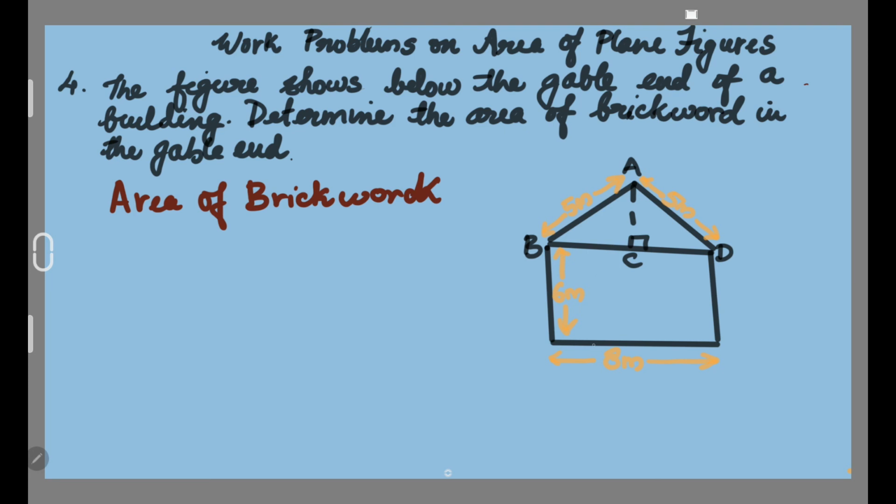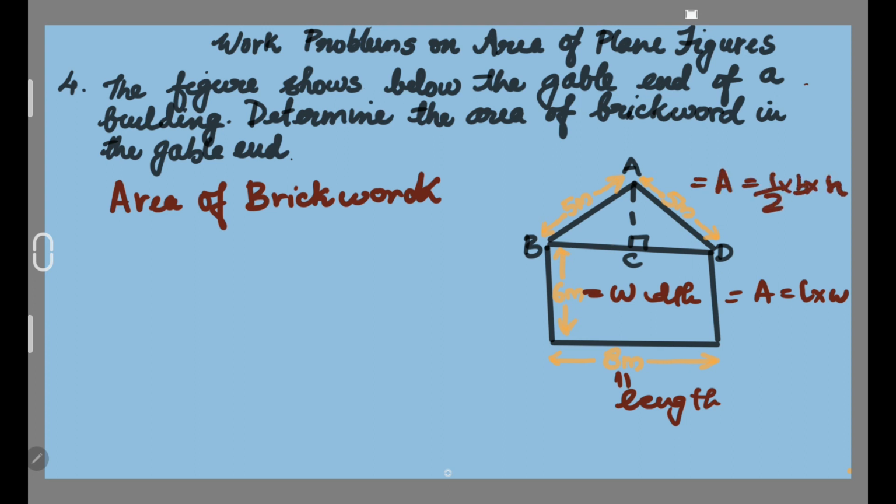So area of rectangle is what? Length into breadth, or length into width. You already have the width, and also you have the length, right? So you can easily find the area of the rectangle using the formula length into width. Again, to find the area of the triangle, area is half into base into perpendicular height. Base is already known. What is the base? Base is 8. Again, you need the height. How can we find the height? This is the height.